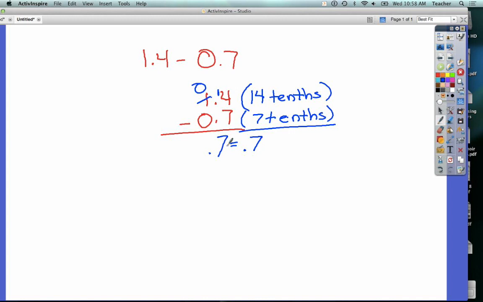What you did is basically just the same thing as bottom's bigger, better borrow. Bottom's bigger, better borrow. Yep, that's a good way to look at it. If the bottom's bigger, you better borrow. Good. Let's try another one. On B.